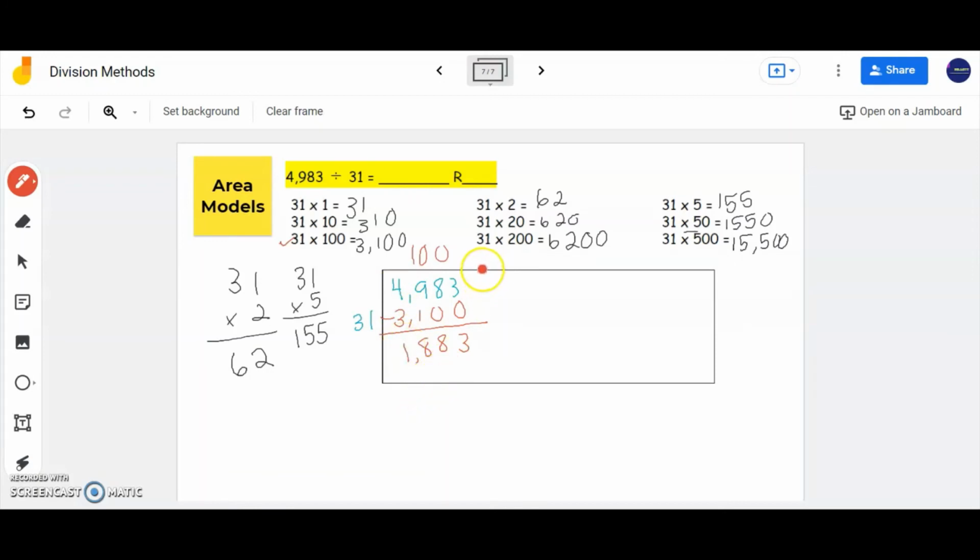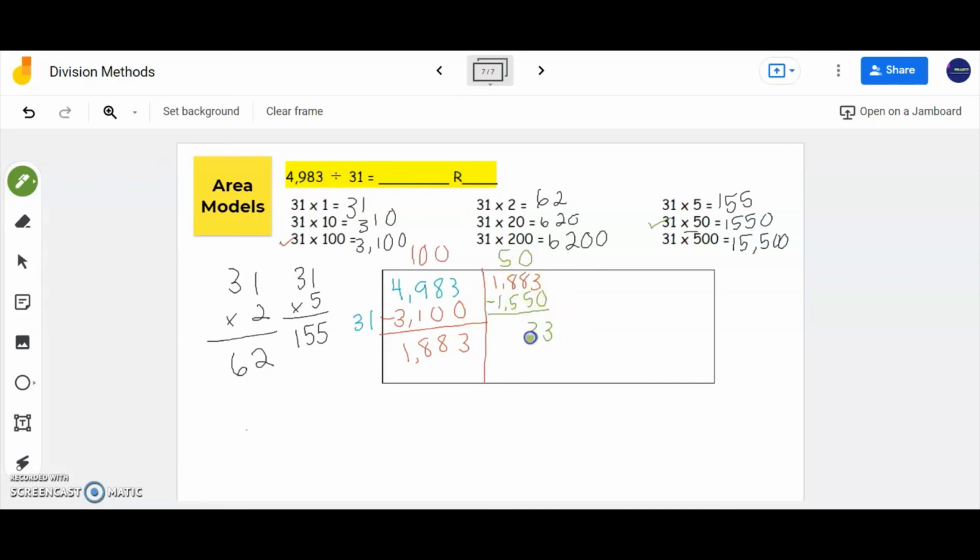Obviously, I can continue going. So I'm going to draw a line going to my next step, and I'm going to bring this 1,883 up to the top. Now I'm going to do this next one in green. So 31 times what number gets me really, really close to 1,883? Well, looking at my numbers here, I see that 31 times 50 got me really, really close. So I'm going to use 50. 31 times 50 is 1,550. Now I'm going to subtract.